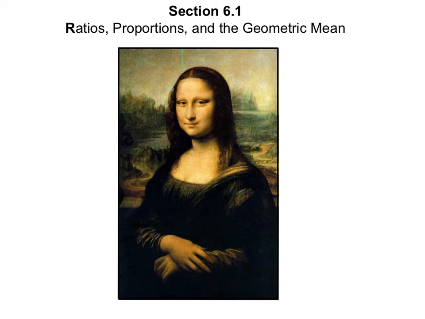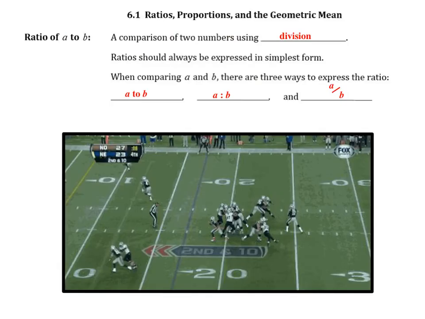Hey math enthusiast, I'm here to go over the notes for the next section, 6.1, which deals with ratios, proportions, and geometric mean. First thing we need to know is exactly what a ratio is. It's just a comparison of two different numbers. It can be represented a couple different ways: A to B, A with a colon in between and B, or kind of like a fraction, like A slash B.